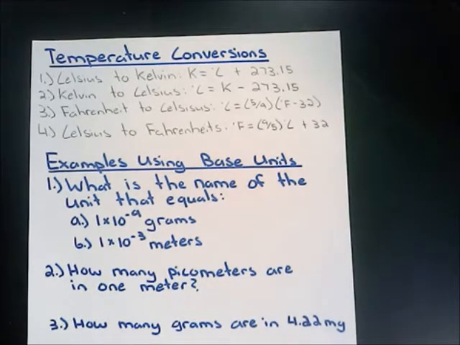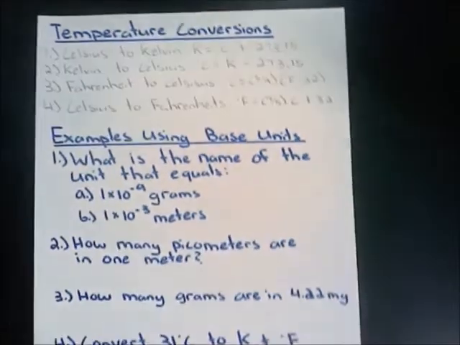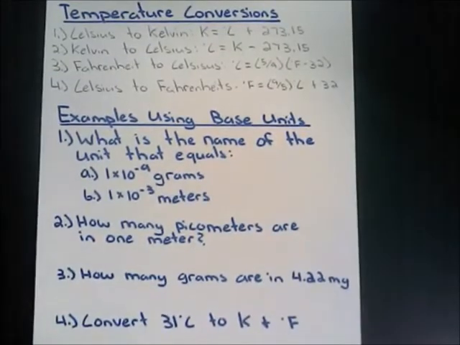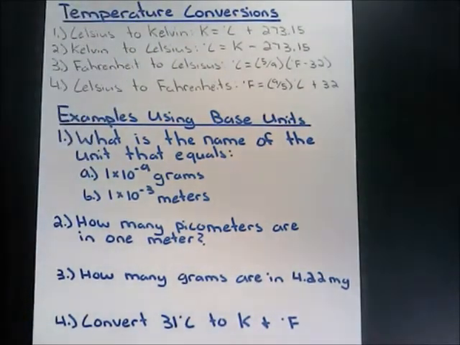Okay, so before we go on, I want to overview and go over some example problems of how to be able to utilize what we just talked about with those base units. So we'll start out here with naming these two things. The first thing that we want to name is what is something that equals 1 times 10 to the negative 9th grams. And the way in which we find something like this is from our conversion sheet.